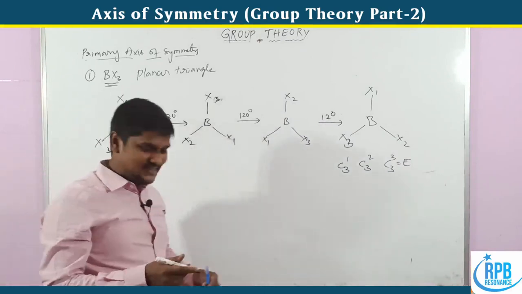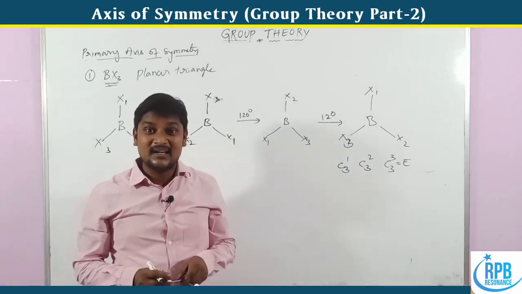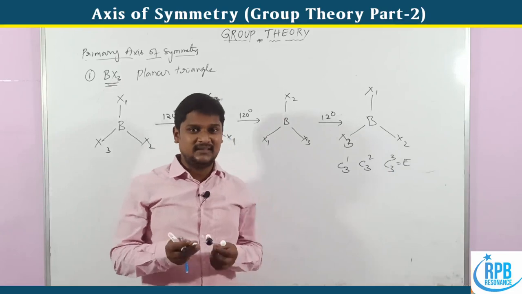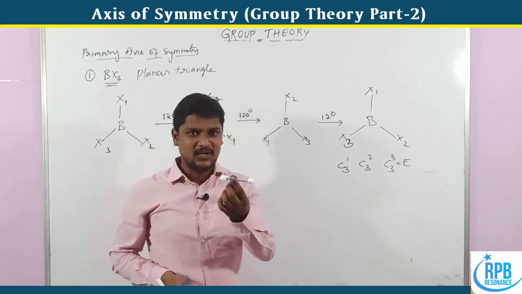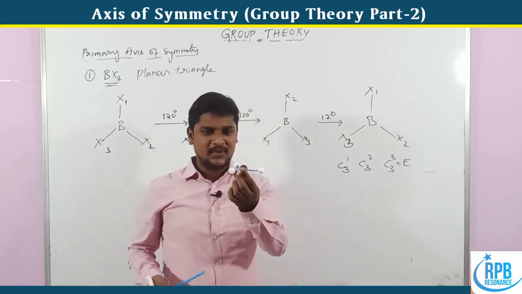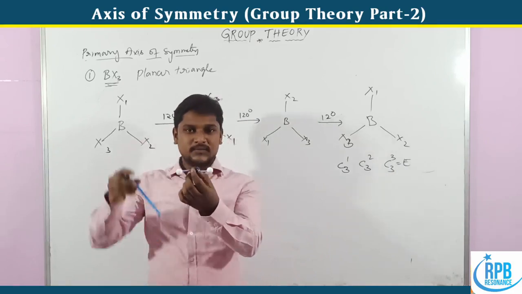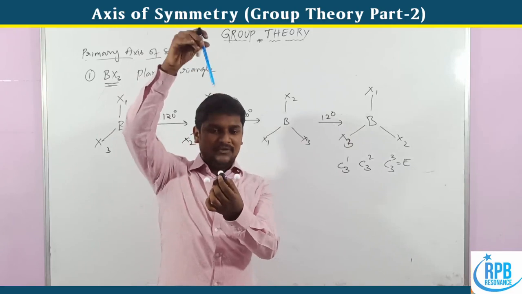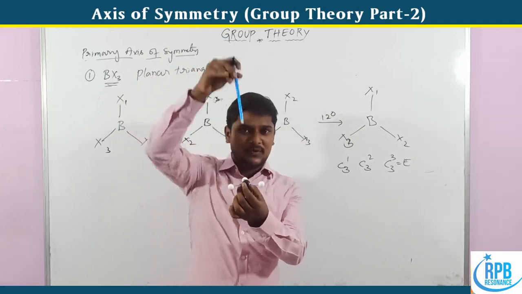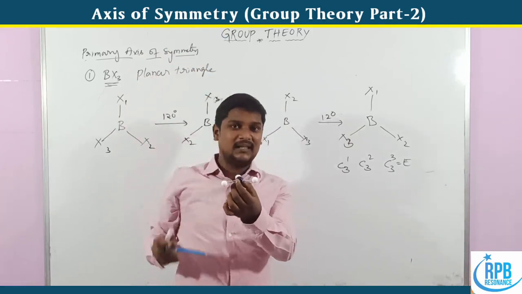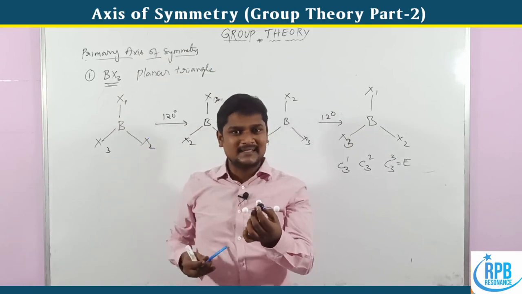So along with the C3, it again possesses some other axes of symmetry. Can you imagine? This is the planar molecule. So let us imagine it is X1, X2, X3. Here, can you imagine the imaginary axis from top to the center of the molecule only, that will produce the C3 axis of symmetry.